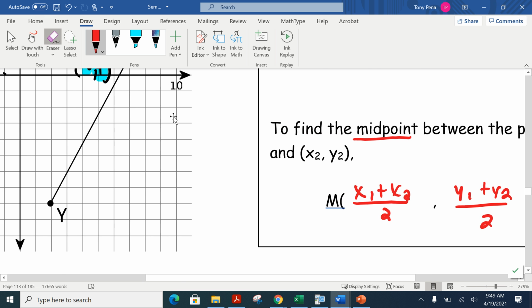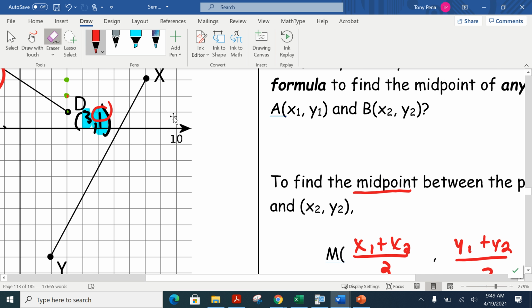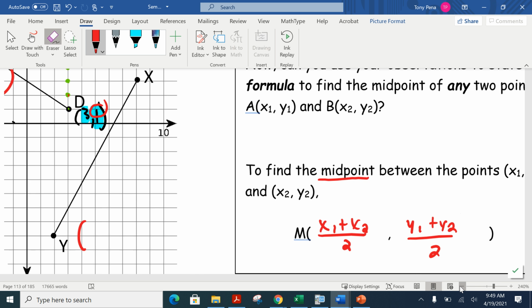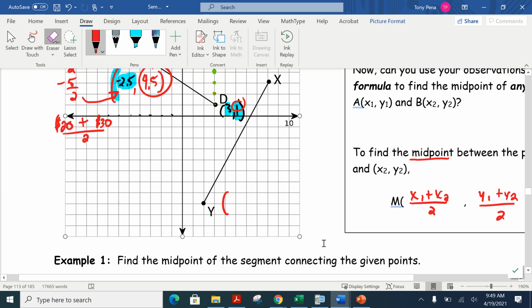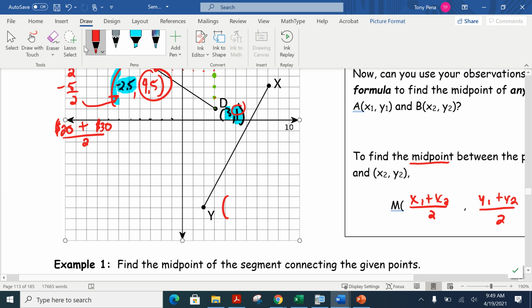So real quick, go to the other one that I told you not to do yet. Do x, y. So let's label these points. So x has a coordinate. Let me make this a little smaller so we can see it all. But label x and y. And then we're just going to use that little formula, plot that new point, and see if it takes us to where we think the midpoint would be.